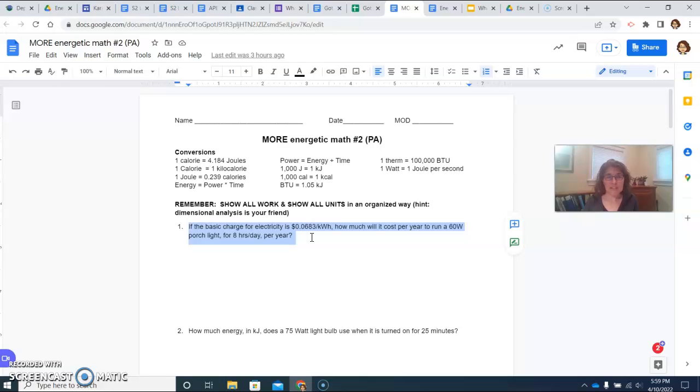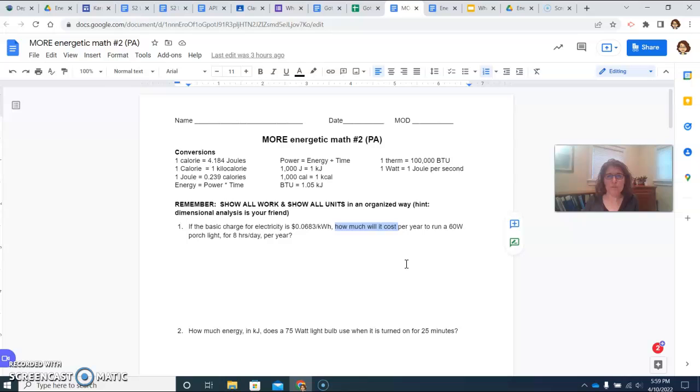All right, so we have a lot of different units here, and it's helpful to tease out what they all represent. The first one that comes up is a cost in dollars per kilowatt hour. The second one that comes up is 60 watts. The third that comes up is 8 hours per day. And then the last thing that we need to pay attention to is what we're trying to solve for. So we want to solve for how much it is going to cost, so we want our final answer to end up in dollars.